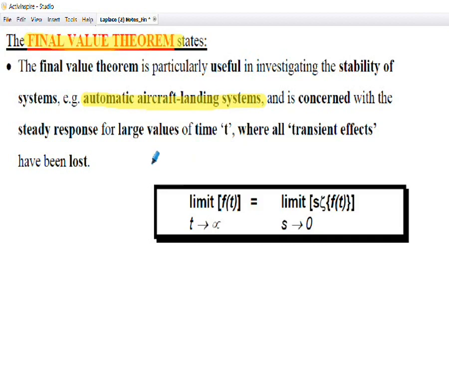So for the final value theorem, in the time domain, the limit of the function of t, now t tends to infinity, to a large duration of time, and on the right hand side, the limit of s times the Laplace transform of the function of t, where s tends to 0 here.